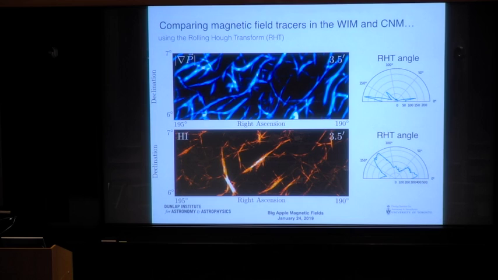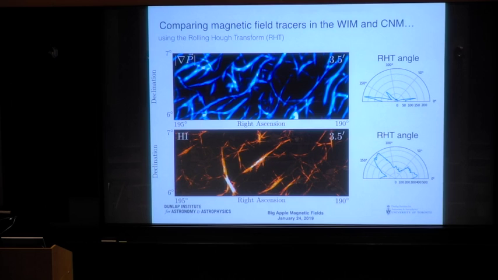You can see in the top one, the RHT angle, these two very strong spikes close to the horizontal. I believe that these are from basket weaving features that come from the telescope scanning that took the data sets. Obviously, I don't want to be correlating those features because they are very linear, so of course the RHT is going to pick them up.